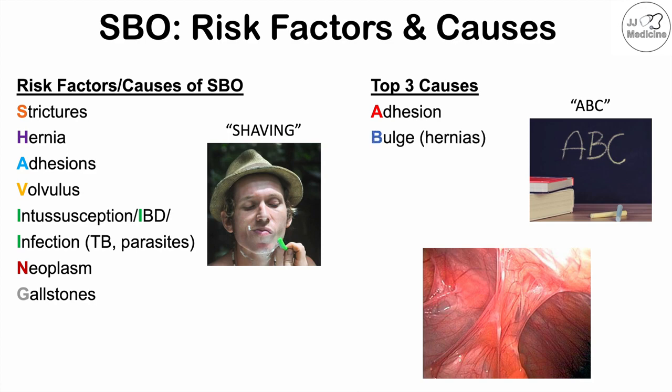The B in ABC stands for bulge. Now this is something we can use to remember hernias. So this is one of the top three causes. And then cancer or malignancy. So these are the top three causes of a small bowel obstruction: adhesion, bulges or hernias, and cancer.